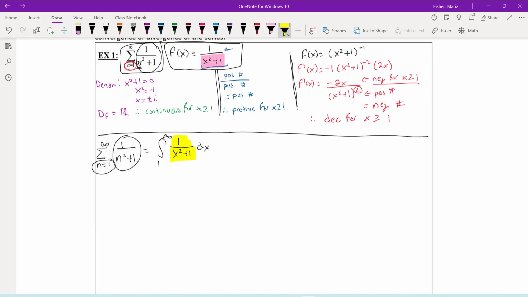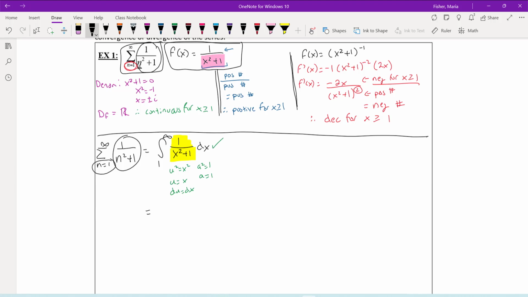Is this something that we can integrate? Yes, in its basic form, it's the inverse tangent. So we know that here, u squared is equal to x squared, u would equal x, and du is equal to dx. Perfect, that's exactly what I have. A squared is equal to 1, and a is equal to 1.